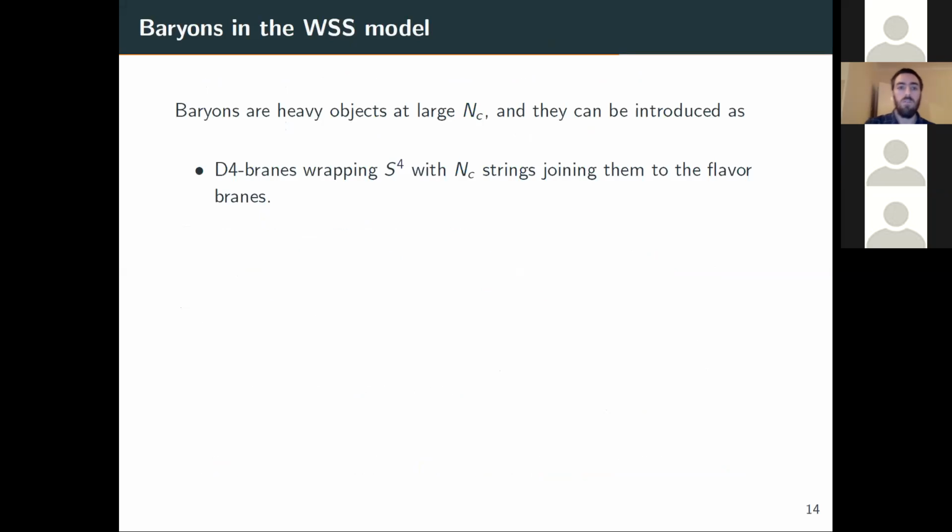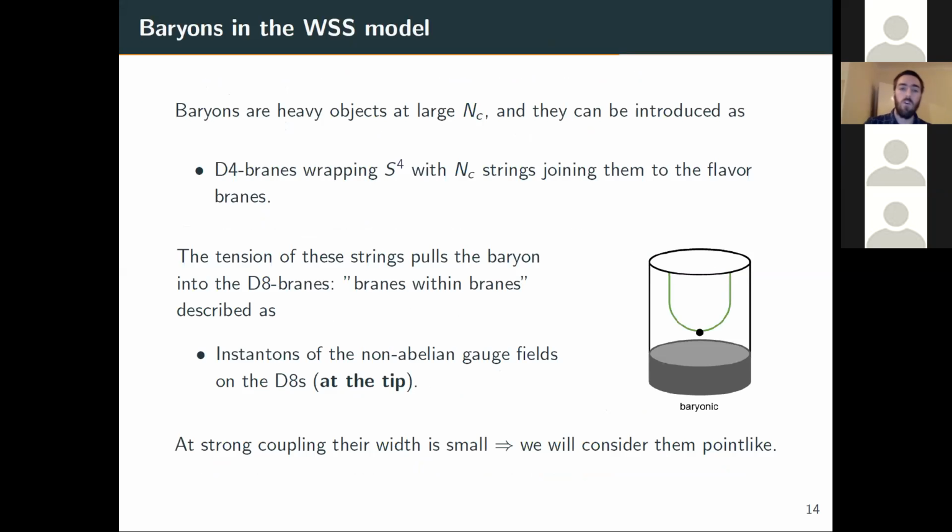Okay, so baryons. Let me be a bit quicker here. Baryons, we know that they are heavy objects at large N, and they can be introduced as solitonic, instantonic D-branes wrapping an S4 in the geometry with N_c strings that go from this baryon D4 brane to the flavor branes, which gives the baryon the baryon number it should have. The tension of these strings, however, pulls it towards the D8 branes, and within the paradigm of branes within branes from Douglas in '95, it can also be described in terms of instantons of non-abelian gauge fields on the flavor branes.